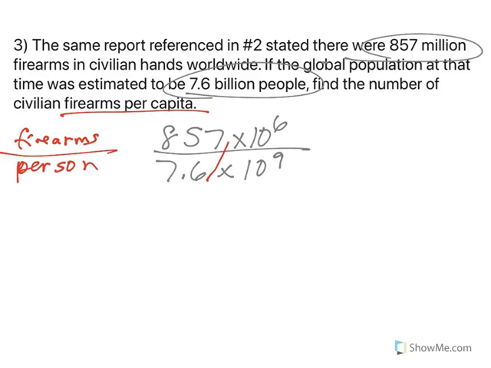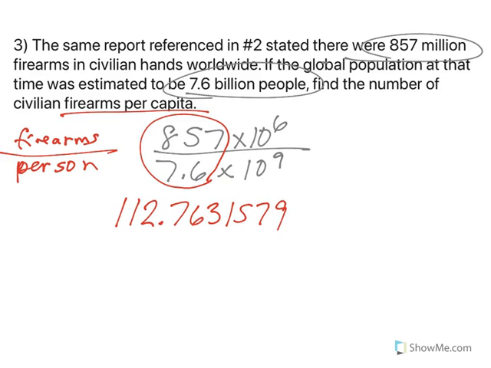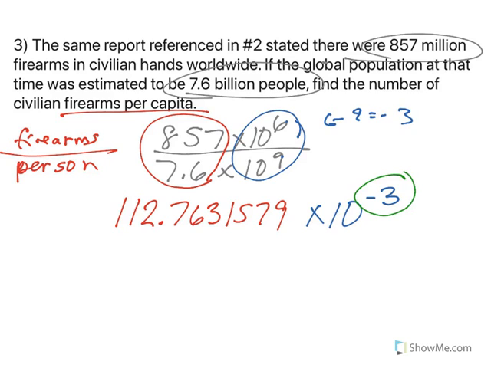So we divide. 857 divided by 7.6 gives me 112.763159. 10 to the 6th divided by 10 to the 9th is 10 to the negative 3rd because 6 minus 9 is negative 3. Now, because this exponent is negative 3, we need to get our number to get smaller. So we're going to move it 3 places. 1, 2, 3.